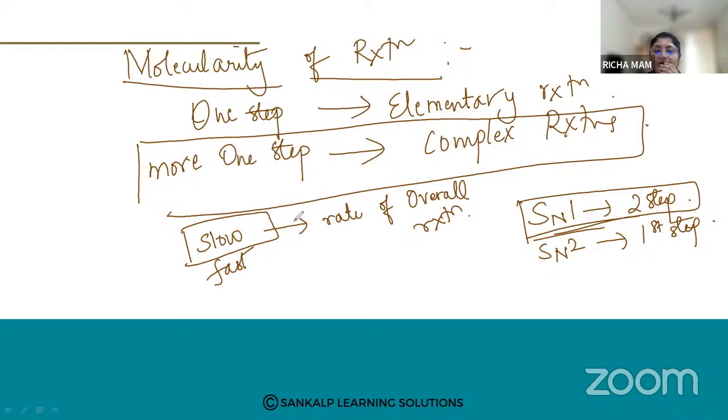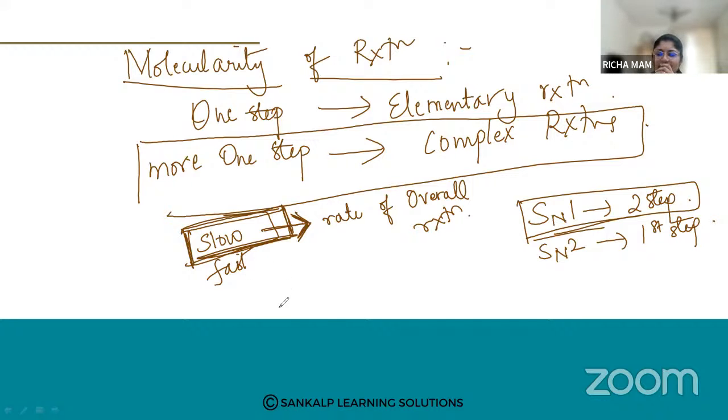Whenever a reaction has more than one step, the slow step will be there. This slow step will explain the overall rate of the reaction, and it is called the rate determining step, or the rate controlling step. The order of reaction is determined by the slowest step. So whenever you are calculating experimentally the order of reaction, it is determined by the slow step.